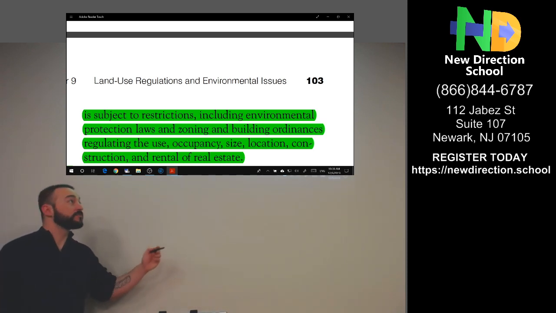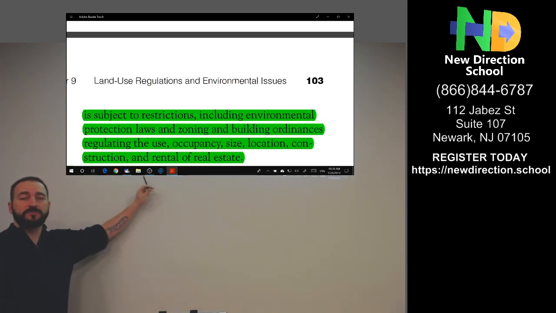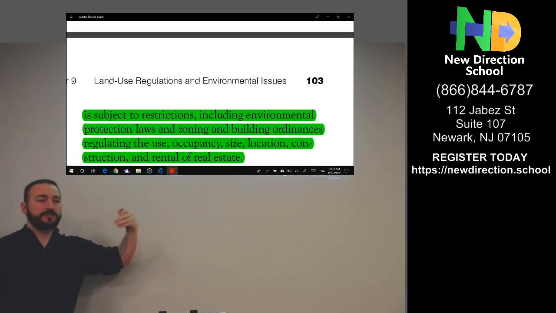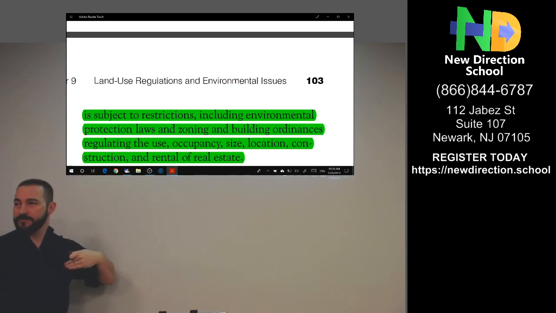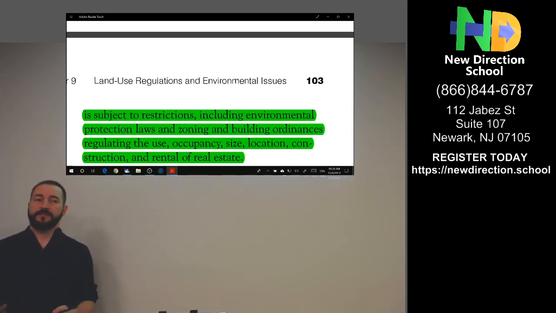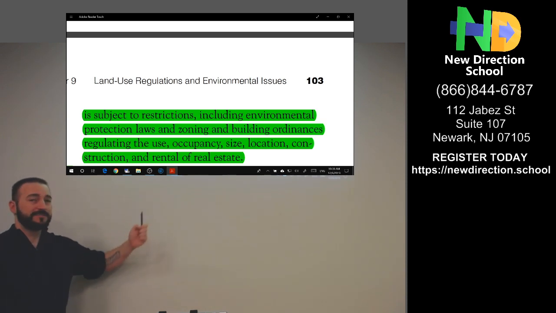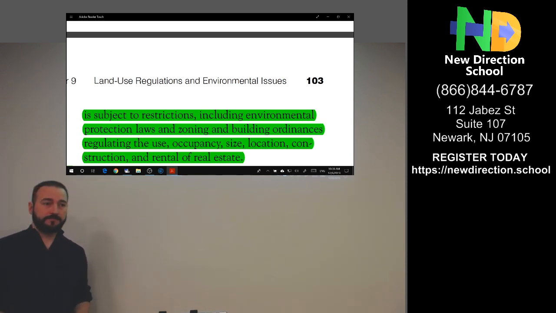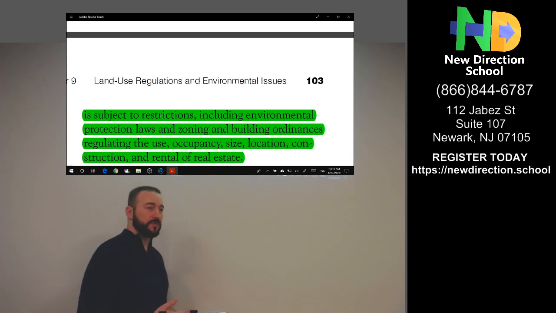But that's all based on police power, and police power is just rules and regulations that we must follow. You guys understand? What we can do with the house, the use, the occupancy, how many people can live in a certain space, the size of the house or the lot, all that is regulated, okay?